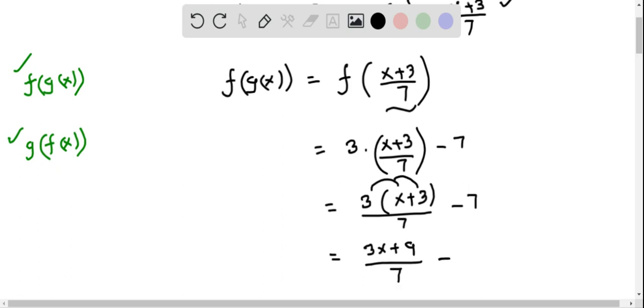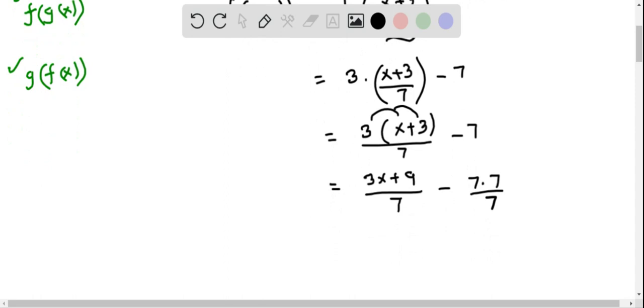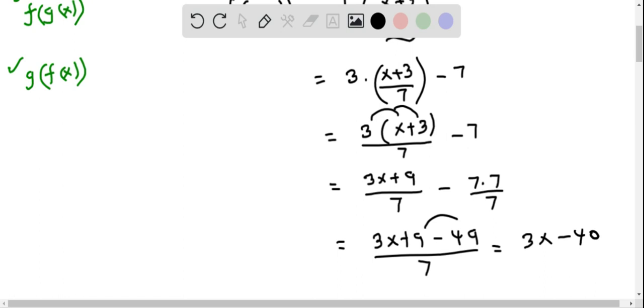And I'm going to write down this 7 as 7 times 7 over 7 so that we get a common denominator. And this equals 3x plus 9 minus 7 times 7, which is 49, over the common denominator 7. And so this simplifies to 3x plus 9 minus 49, which is minus 40, divided by 7. So this is f of g of x.